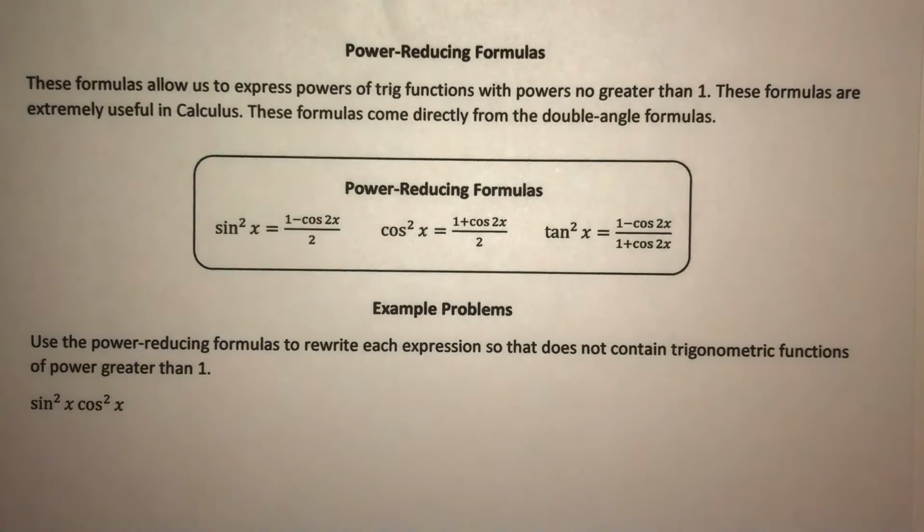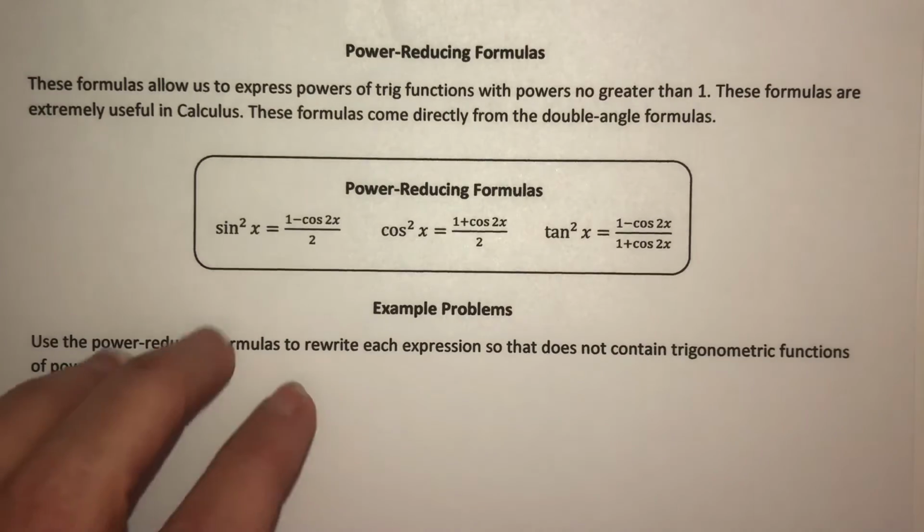Part 4, Section 5.3, the power-reducing formulas. These formulas allow us to express powers of trig functions with powers of no greater than 1. These formulas are extremely useful in calculus, and they come directly from the double angle formulas.